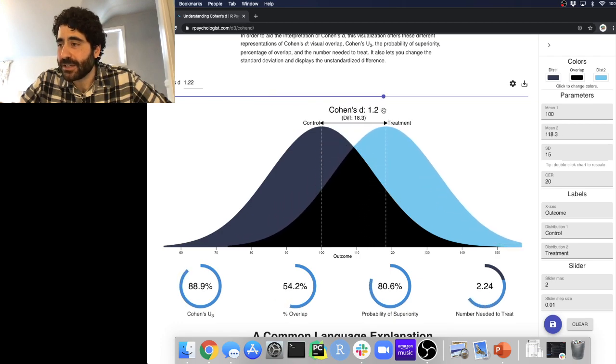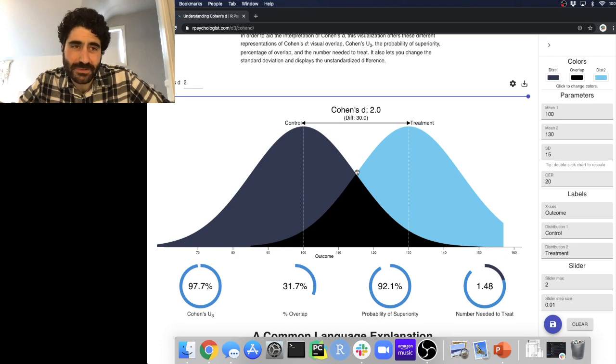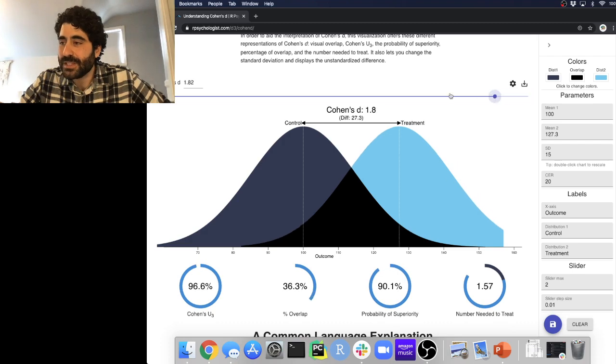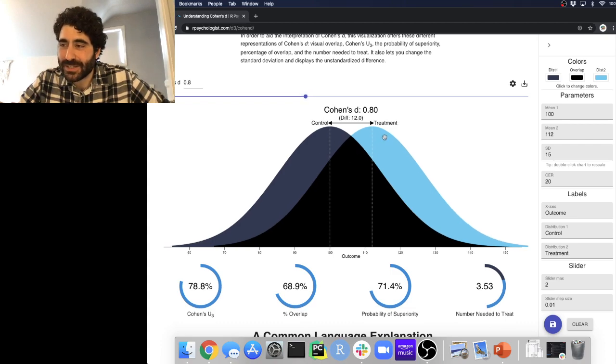So for effects that are all the way out here somewhere, like a d of 2, for example, these are effects that are so large that we usually wouldn't even do an experiment because it would be sort of obvious, right? For effects this large, the probability of superiority is 92%, meaning that if we take one control subject and one treatment subject, the treatment subject is almost always doing better. So even with a few samples, you'd be able to figure this out. Usually the effects we're looking at are more subtle things. Even in the best case scenario, we're maybe looking at something like this, where there's a lot of overlap, but we can still detect a difference with enough subjects.